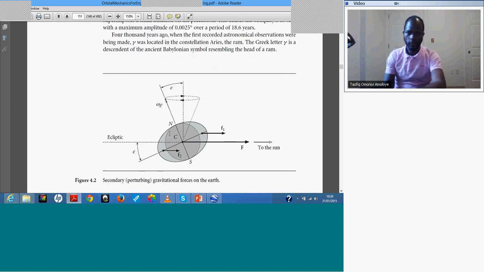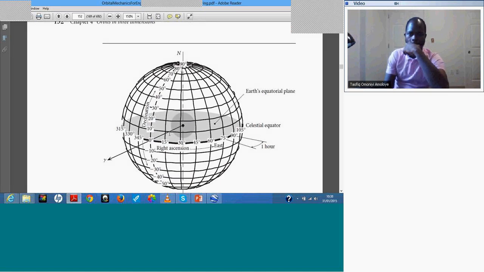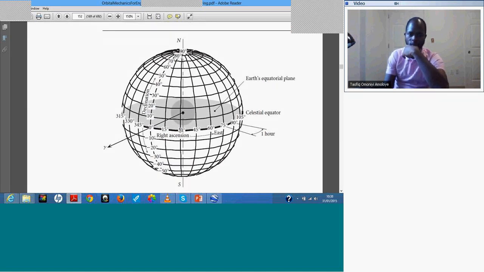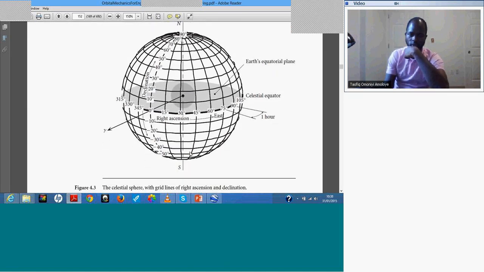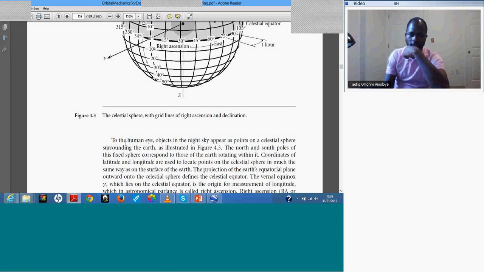So this celestial sphere, which we're talking about shortly, everything there.